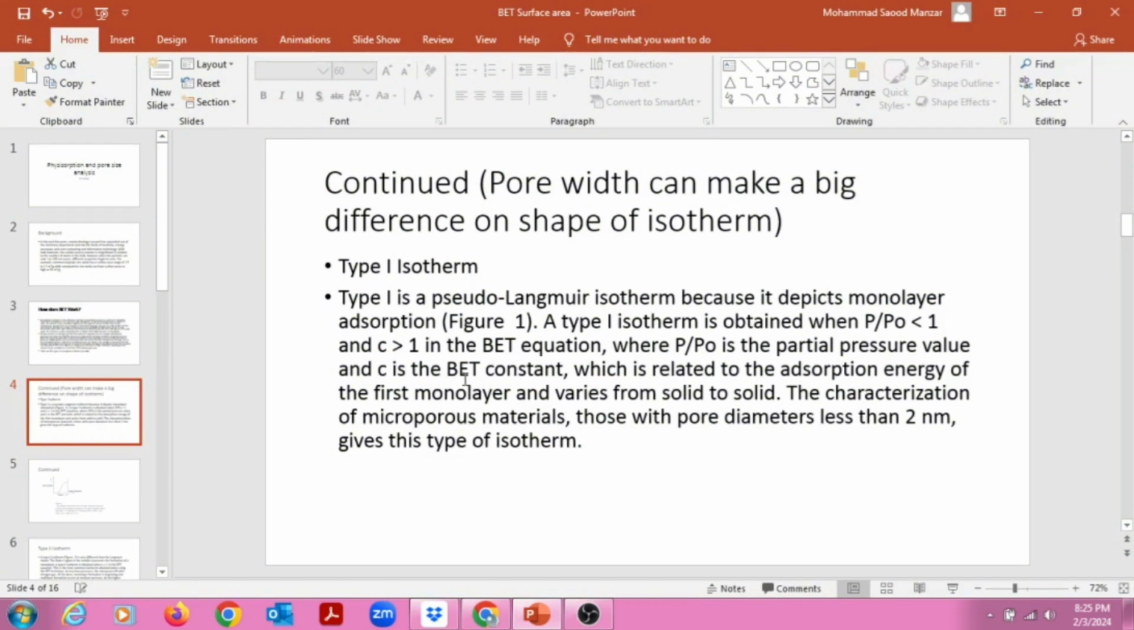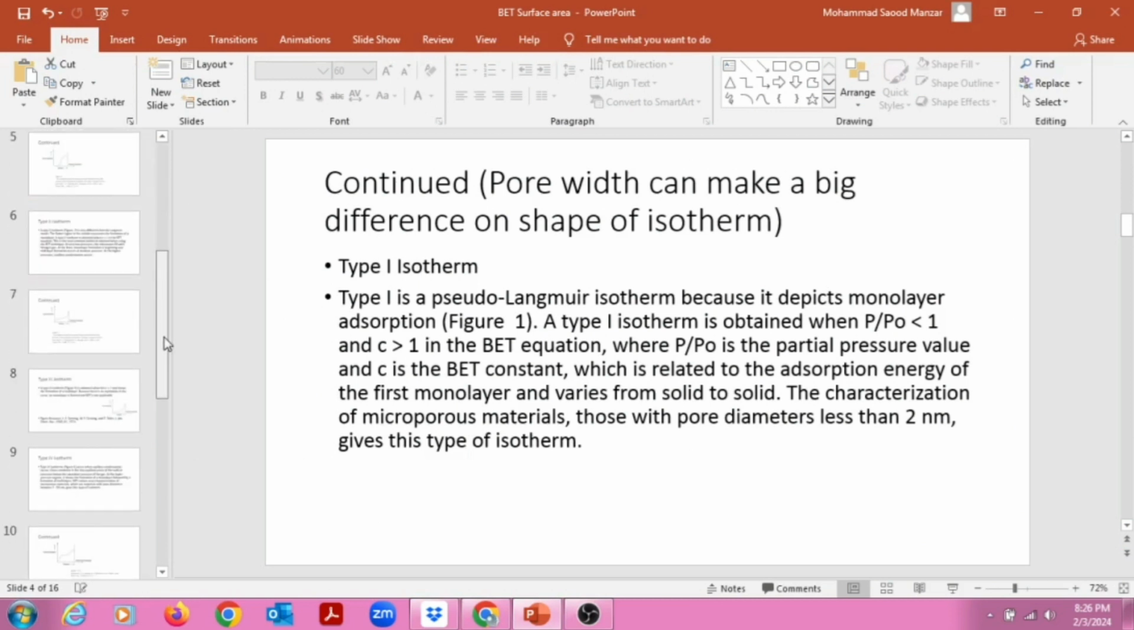Now, there are 5 types of isotherm used in BET analysis. First of all, type 1 is a pseudo-Langmuir isotherm because it depicts monolayer adsorption, and is obtained where P by P naught is less than 1 and C, the constant applied in BET, is greater than 1 in the equation. Here P by P naught is the partial pressure value and C is the BET constant, which is related to the adsorption energy of the first molecular layer and varies from solid to solid. This is used for the characterization of microporous material.